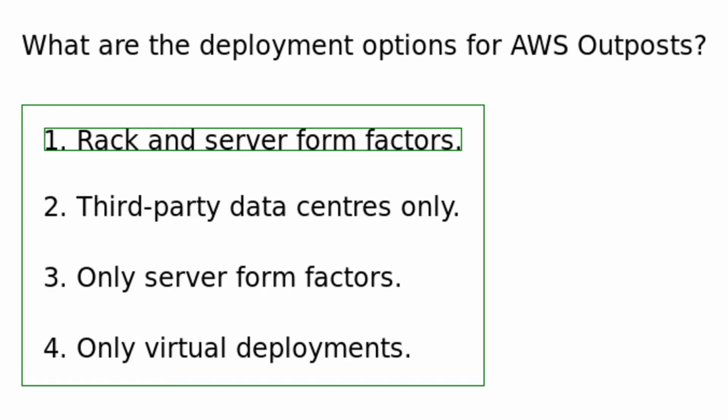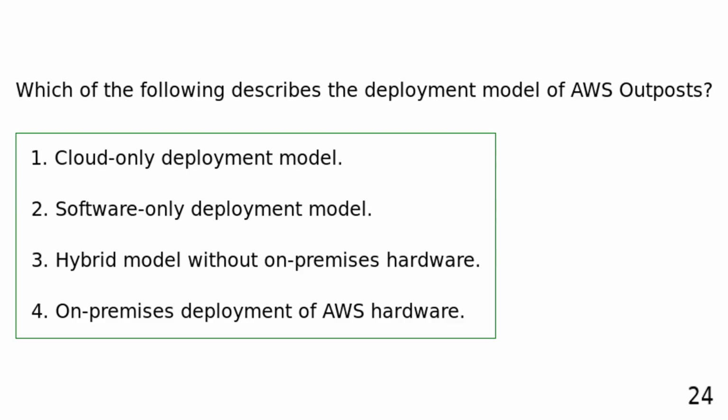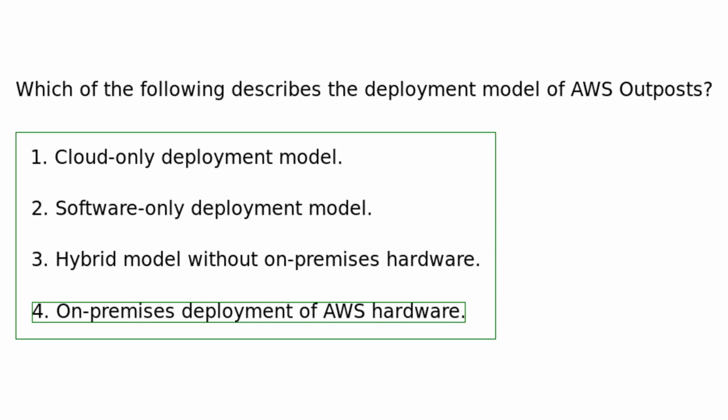into on-premises environments. Which of the following describes the deployment model of AWS Outposts? Cloud-only deployment model. Software-only deployment model. Hybrid model without on-premises hardware. On-premises deployment of AWS hardware. AWS Outposts involves deploying AWS hardware on-premises to create a hybrid cloud environment.